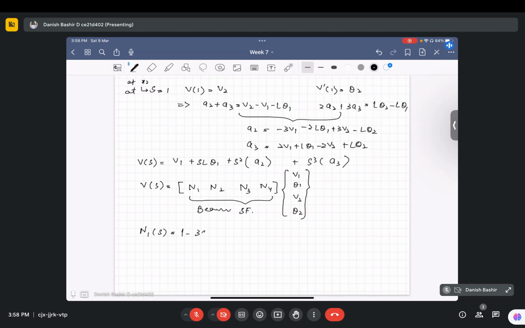It is given as N1 equal to 1 minus 3s square plus 2s cube, and N2 equal to L times s minus 2s square plus s cube. N3, which is again a function of s, is equal to 3s square minus 2s cube, and N4 of s is equal to L times minus s square plus s cube. So we have derived the shape functions for our beam element.